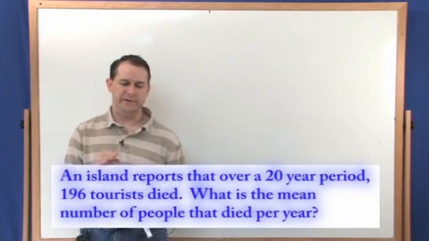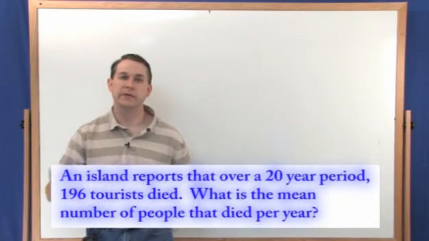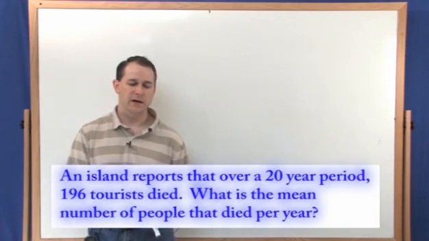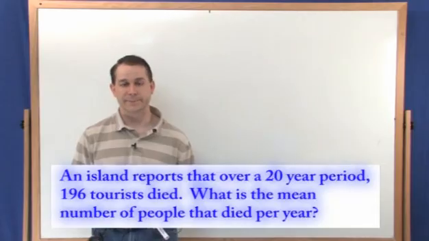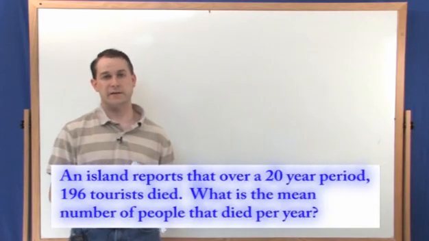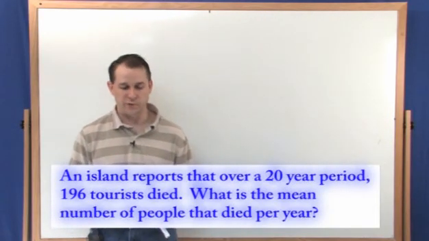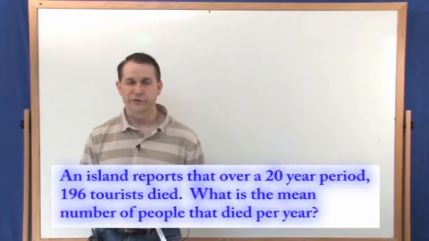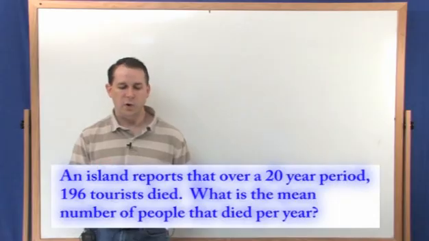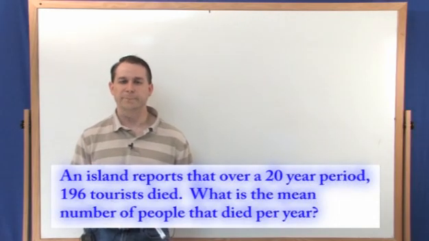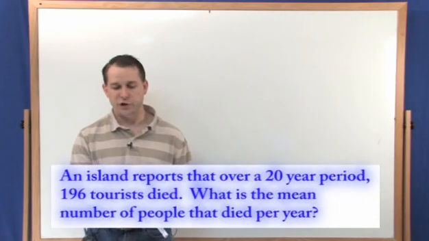Okay, the next problem says an island in the middle of the Pacific reports that over a 20-year period, 196 tourists died on that island. So it's not maybe the best tourist destination, right? 20 years, 196 tourists died. First part, I'm going to do it exactly the same way to help you get your bearings. What is the mean number of people that died per year?